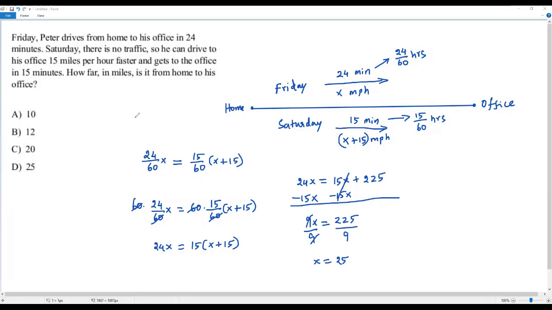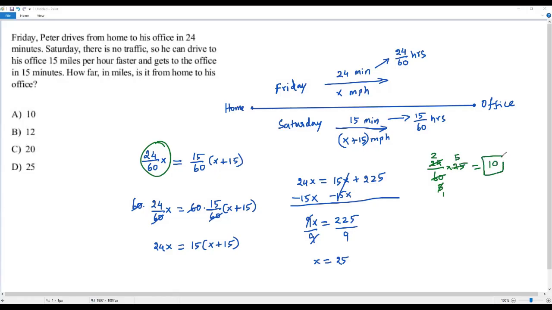Now to get the distance from home to office, we can plug in this 25 for x in this expression or in this expression, because both expressions represent the distance from home to office. Better we use this one because it will be easier to calculate. That is 24/60 times 25. Now let's do the calculation. For both 24 and 60, we have the greatest common divisor 12. 12 goes into 24 2 times and 12 goes into 60 5 times. Here 5 goes into 5 1 time and 5 goes into 25 5 times. 2 times 5 is 10.